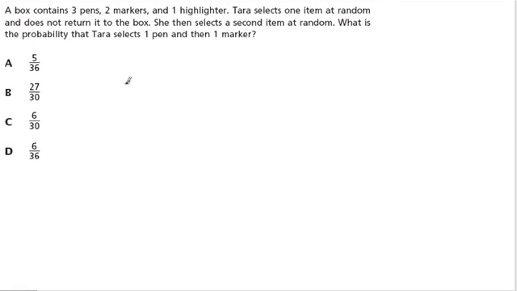In this problem, we have 3 pens, 2 markers, and 1 highlighter. And the way this problem is going to work is that we're selecting one of those items at random and then do not return it to the box.